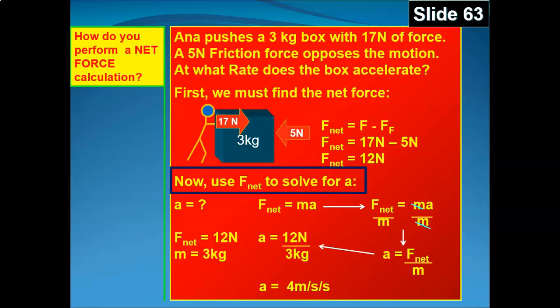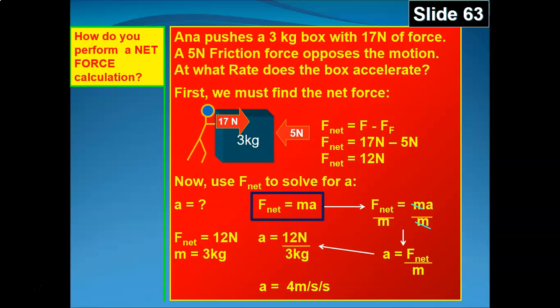Okay, so now use F net to solve for the acceleration. So what's the question asking for? It's asking for acceleration, a equals question mark. Then it gives you the net force. We figured that out, the net force, 12 newtons. And it gives you the mass, which is 3 kilograms. So now you find the formula of F equals ma. You won't find F net. It's just going to be F equals ma. There it is. But we're not solving for force in this case.